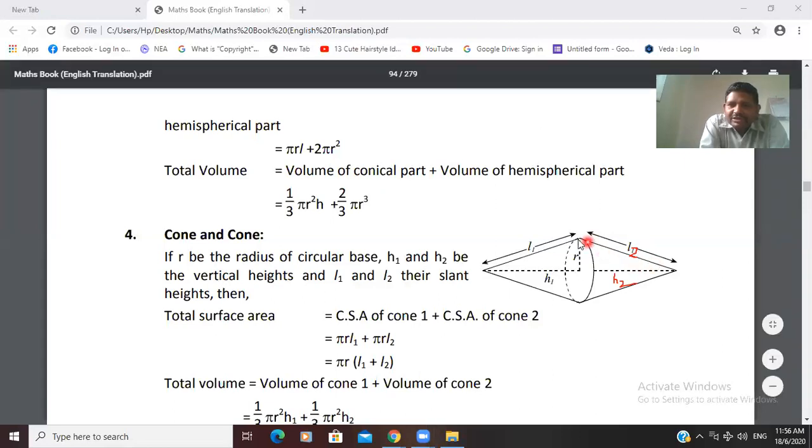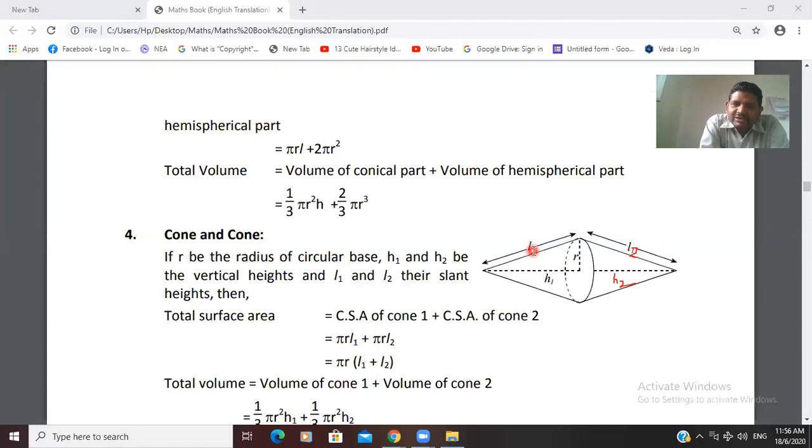this is L1. The slant height of the second cone is L2. The vertical height of the second cone is H2. The first cone has slant height L1 and vertical height H1. Both have the same circular radius R. The radius of the circular base will be equal in both cases.